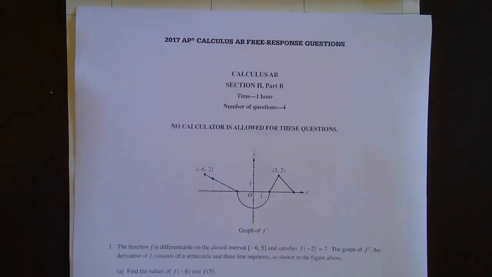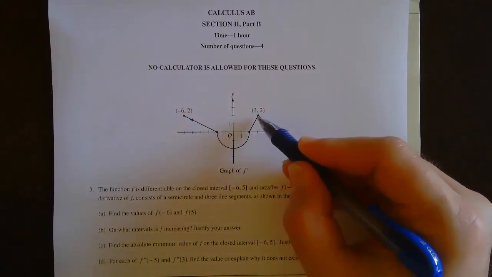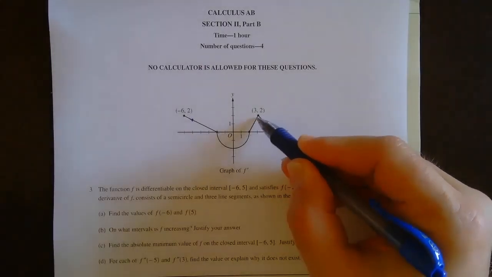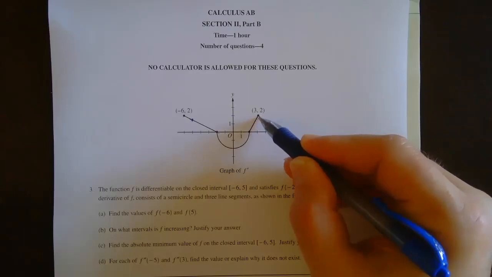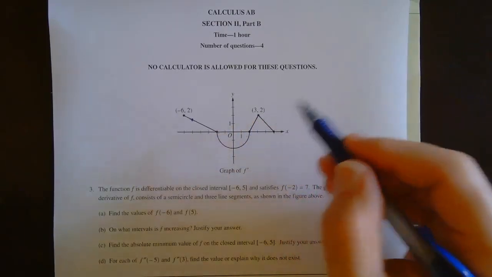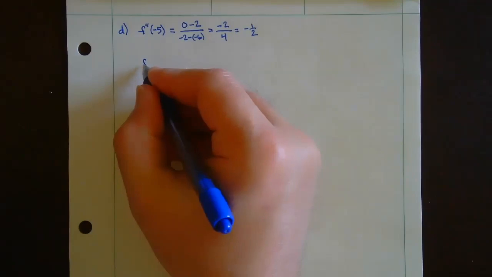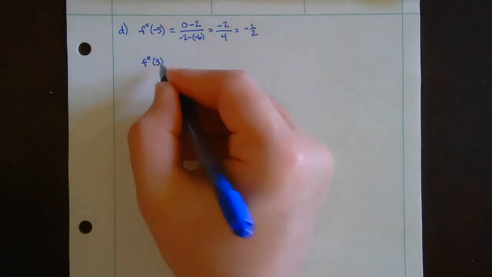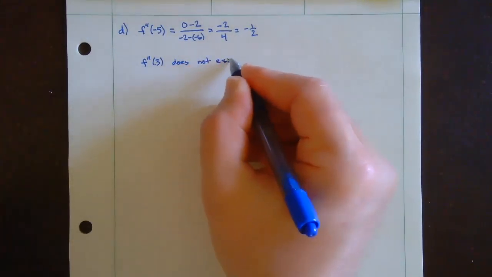Now at 3, that's a different situation. Because at 3, the left side is going to be this slope, this is the left side derivative, and the right side derivative is going to be this slope right here, because these are made up of 2 lines. So what that would mean is f double prime of 3 does not exist. Now we have to give a reason why. So I'm going to go back to my paper here, and let's say f double prime of 3 does not exist.